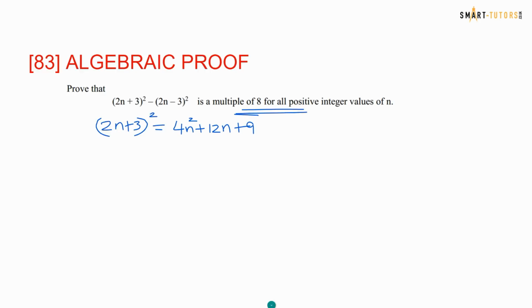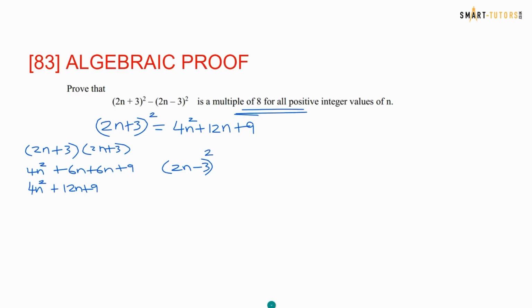So if you have difficulty with this one, you can do the simple method: (2n plus 3)(2n plus 3), and you can simplify by expanding the brackets: 4n squared plus 6n plus 6n plus 9. So 4n squared plus 12n plus 9. Then the next one is (2n minus 3) squared, which is 4n squared minus 12n plus 9.